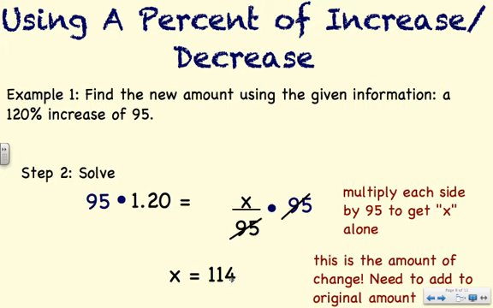Now here's the tricky part. This is not your final answer. What you have found was the amount of change. So 114 is the amount of change. The question asks you to find the new amount. So we had the original, I have the amount of change that I just calculated, and my final answer needs to be what the new amount is.